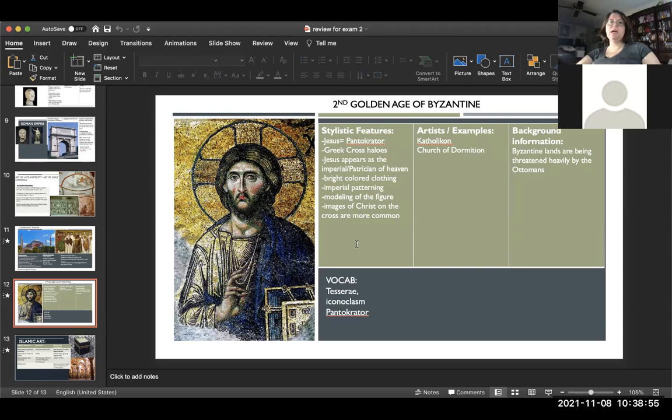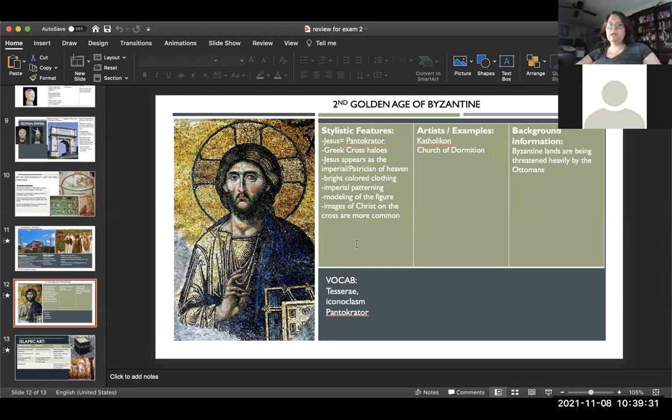Artistic examples that we looked at in the Second Golden Age of Byzantine in terms of architecture was the Catholicon. We see in architecture that churches become more decorative in the exterior, so they use more varied colors of brick and stone. Definitely not as decorative as some of the fancy churches we get in the Romanesque and Gothic, but definitely more variation in colors of stone, more decorative stones, and they're even starting to include grates for the windows.